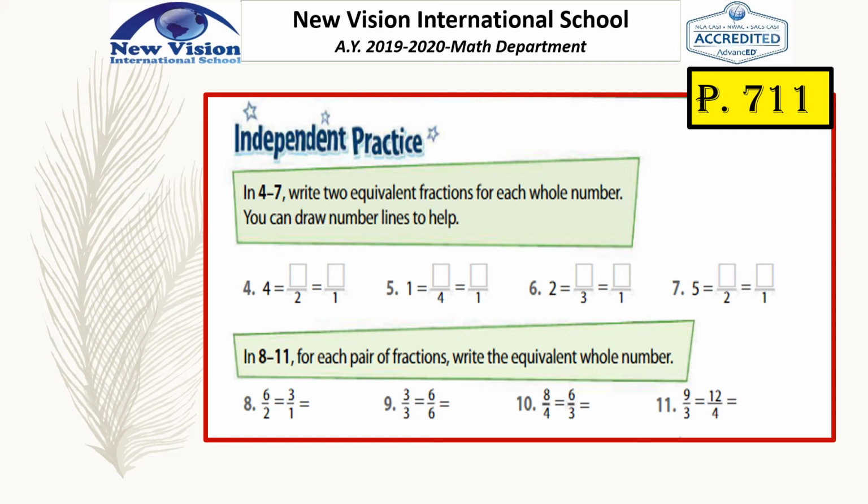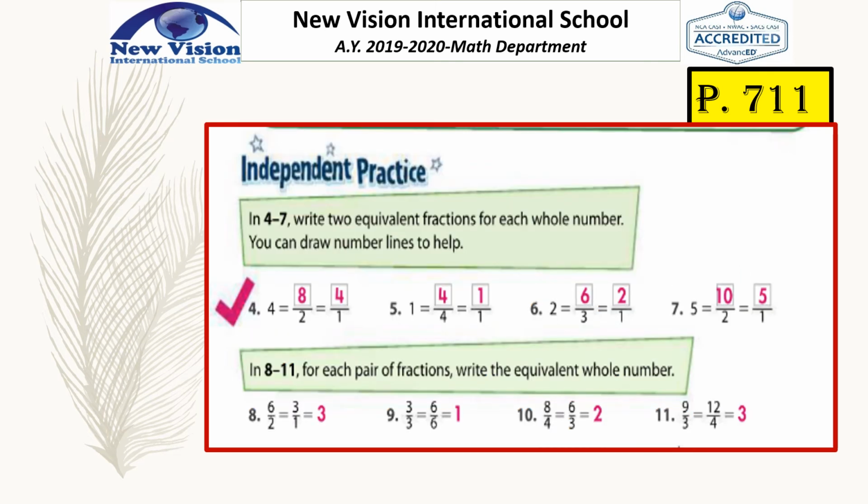Okay, are you done answering? Good. Let's see if your answers are the same as my answers. So for number 4, the missing numbers are 8 and 4. For number 1, we have 4 and 1. For number 6, we have 6 and 2. Number 7, 10 and 5.